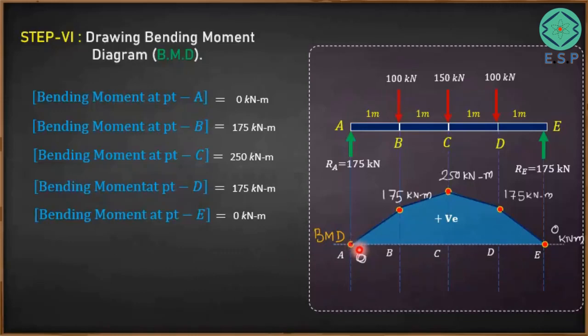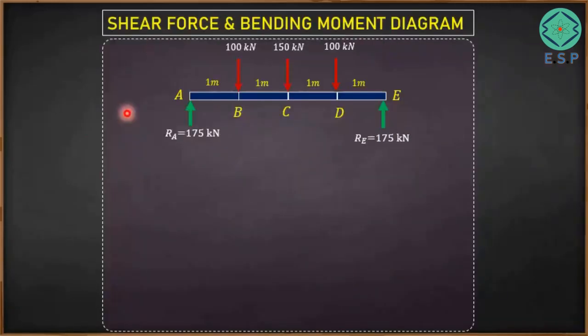This way you can follow the 6 steps I have mentioned to draw the shear force diagram and bending moment diagram. This is the free body diagram of the beam, where I have represented all the forces acting on the beam. Now these vertical lines represent the various points on the beam, and now I am going to show you the shear force diagram and the bending moment diagram in a single picture.